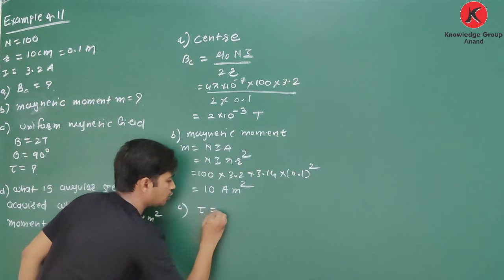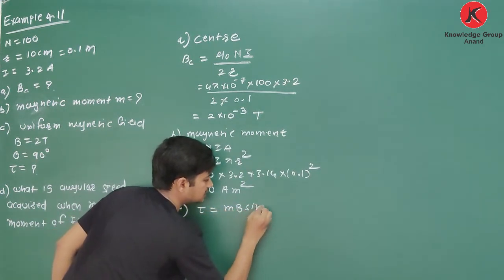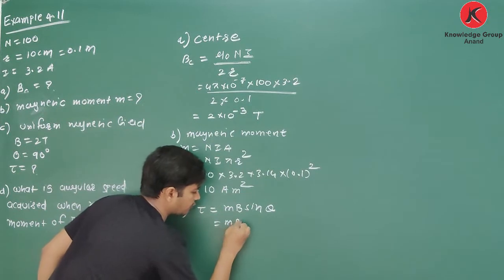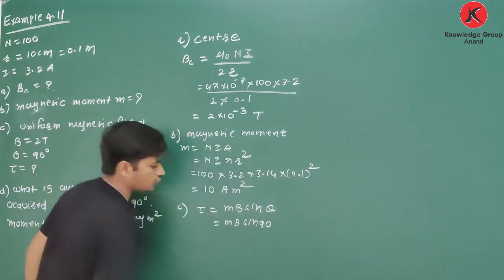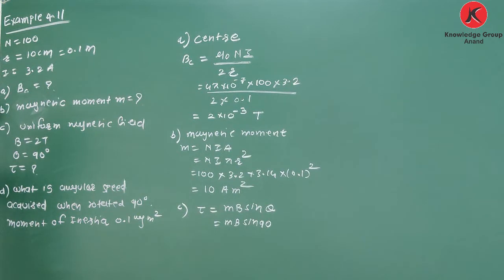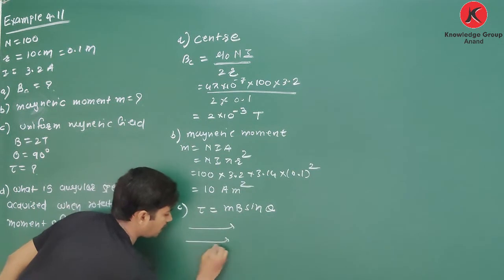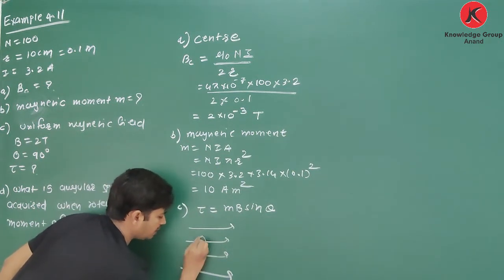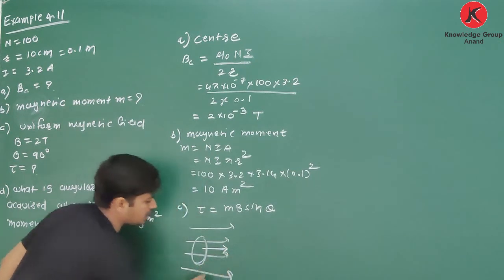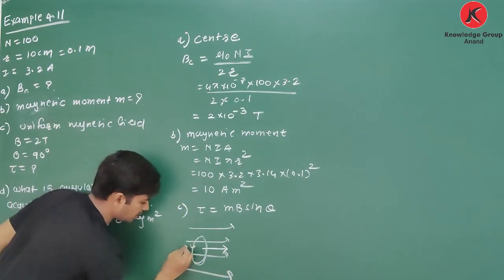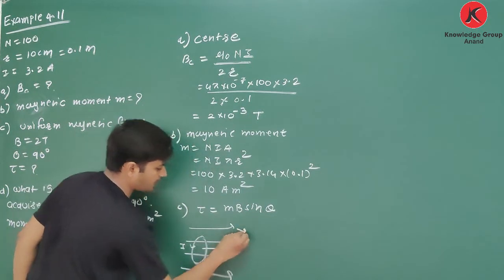What is the equation of torque? Torque is equal to MB sine theta. So it is equal to MB sine 90. What is the value of sine 90? Sine 90 is equal to 1. But see, what is the question? It is rotated in the magnetic field such that its loop makes angle 90. Its loop makes angle 90, means like this. If this is the magnetic field and the loop makes angle 90, then current, for example, is going in this direction. It is the direction of magnetic field.